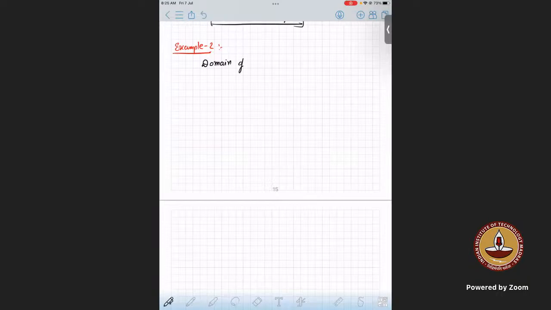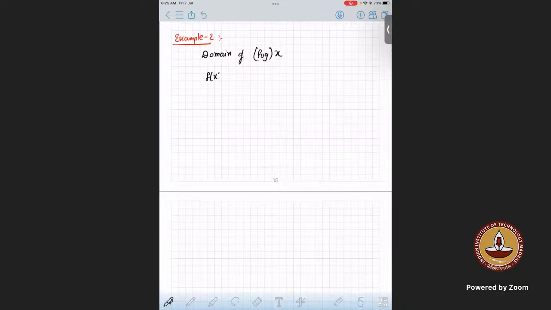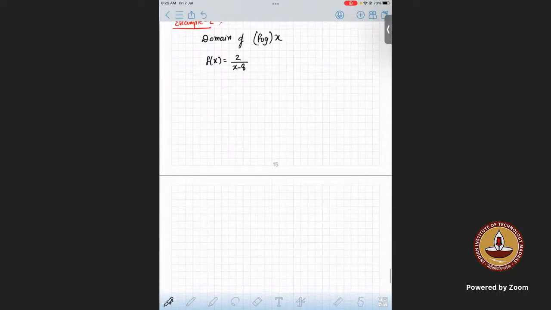Domain of f of g of x. f of x is equal to 2 by x minus 8 and g of x is equal to 38 by x square. What is the domain? R minus 0, 8.